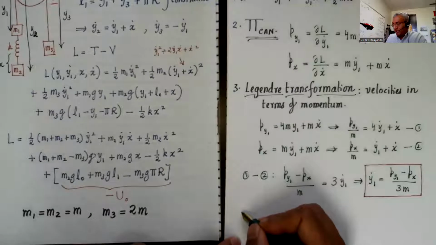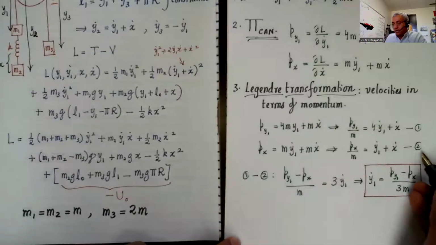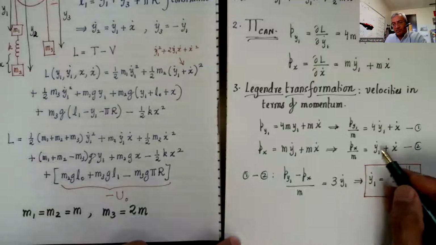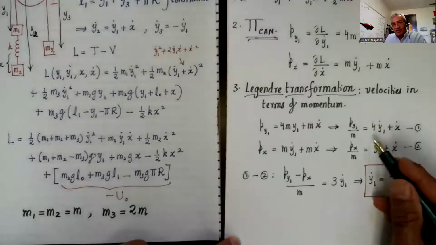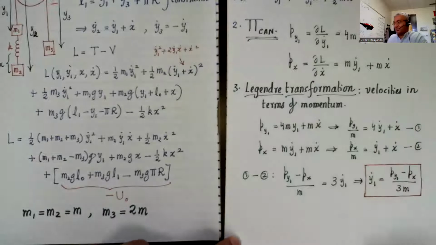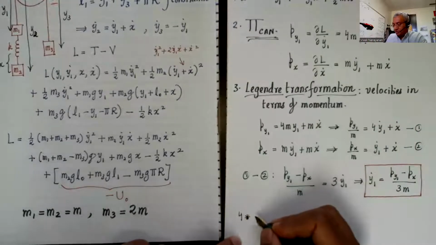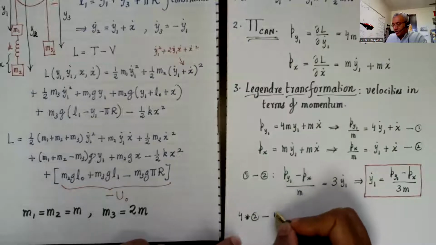I'll multiply the equation 2 by 4. If I multiply this by 4, that becomes 4 and that becomes 4. And then I subtract, I'll get rid of the 4y1 dot this time. That's the only reason I do that. So 4 times equation 2 minus equation 1.